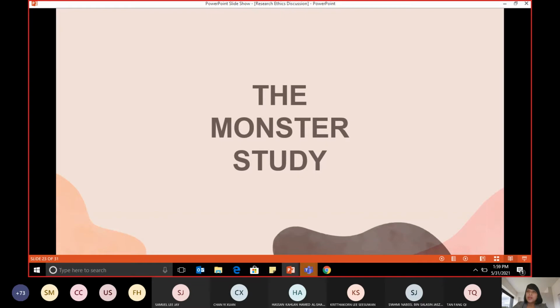When I read this research about the monster study, I was thinking, do monsters really exist? Okay, because look at the title of the study. I really thought monsters really exist. But then when I read the whole article, they were actually focusing on the researchers being the monsters. The researchers are the monsters because why? Again, they conducted the study for their own profit, for their own benefits.